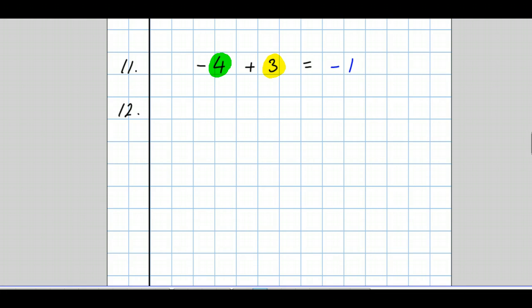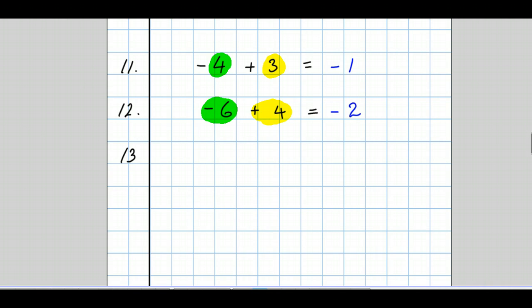Question 12, let's go through that again. Minus 6 add 4. So one number has a minus sign in front, the other has a plus. Here's our minus number. It's more minus than this number is plus. So our answer is going to be minus. And then to find out the number part, because they've got different signs, we take them away. 6 take away 4 is 2.